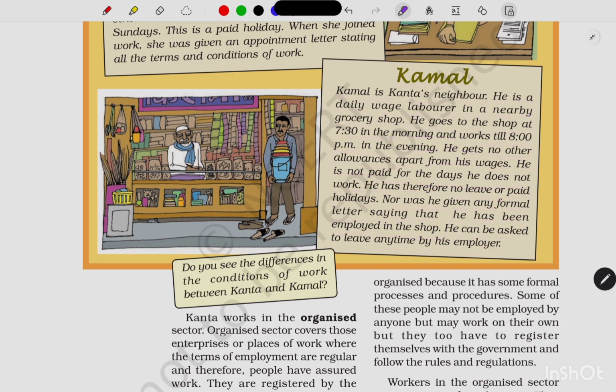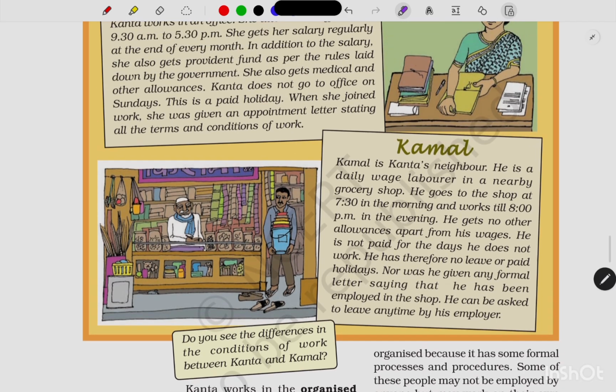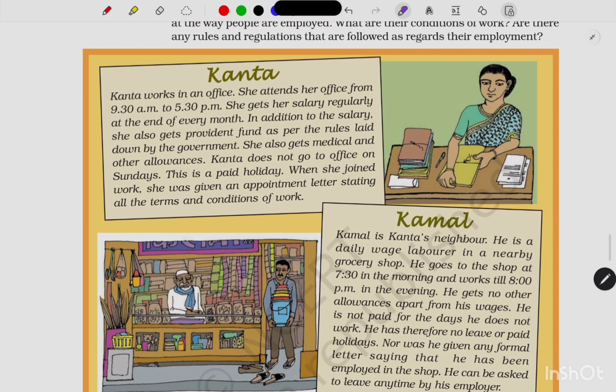So you see the differences in the work done by two neighbors right here. One hard worked and actually studied and is in an office. Another played around and he is in a grocery shop.